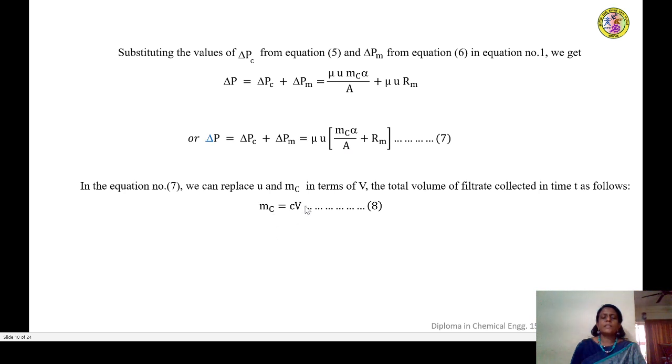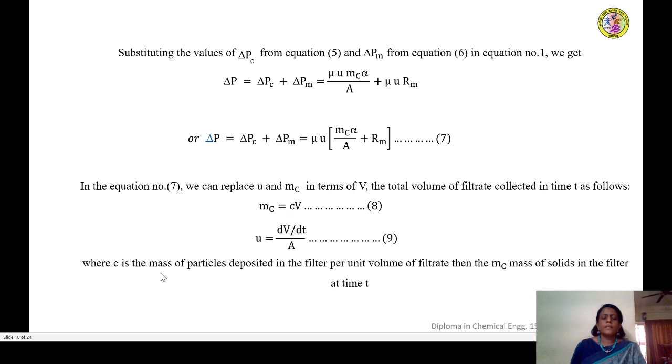So MC is related to V by this equation. MC is equal to C into V, where C is the mass of the particles deposited in the filter per unit volume of filtrate. So that into V will give you the mass of solids that are deposited on the filter medium. So call this equation number 8.